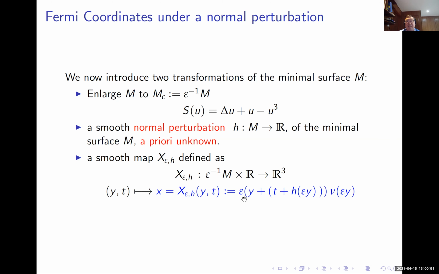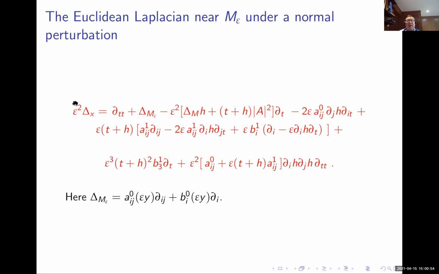Now under this coordinate, you can compute our Laplace. It's a lot of computation: d_tt, Laplace of M over epsilon, and then we have epsilon terms. There are a lot of epsilon terms, but these are mixed order terms. In terms of d_t, you only see the epsilon square term, which is Laplace h plus t plus h a square. This is the main term we're going to use.